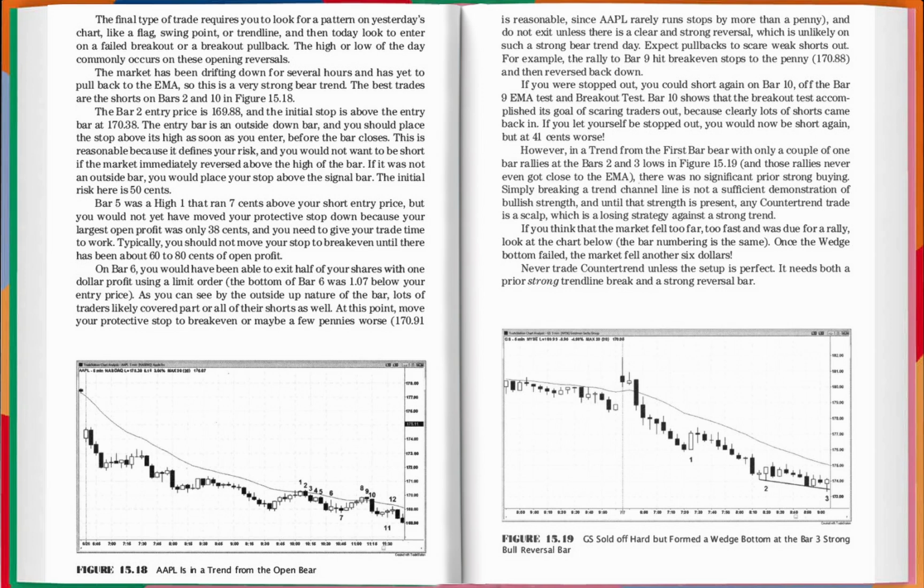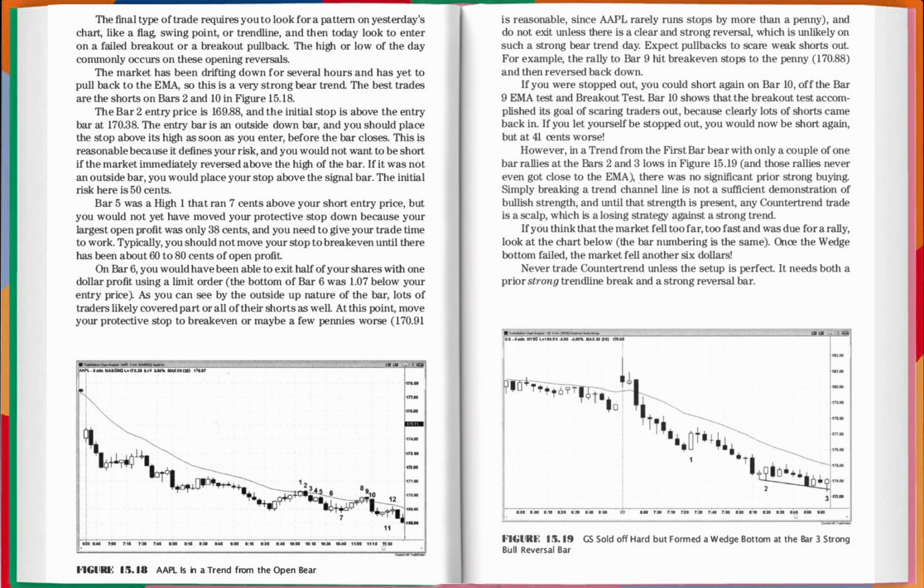For example, the rally to bar 9 hit break-even stops to the penny, 170.88, and then reversed back down. If you were stopped out, you could short again on bar 10, off the bar 9 EMA test and breakout test. Bar 10 shows that the breakout test accomplished its goal of scaring traders out, because clearly lots of shorts came back in. If you let yourself be stopped out, you would now be short again, but at 41 cents worse.